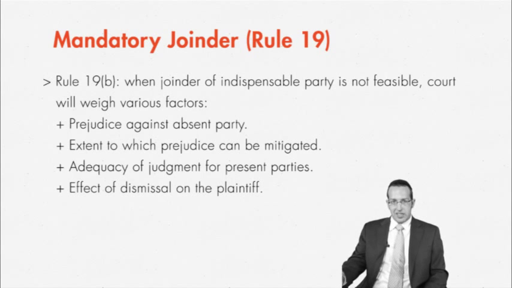If the court can do something to prevent the prejudice from happening, it's not going to dismiss the suit. 3, whether a judgment in the absence of that party will be adequate for the present parties. We want to make sure that those in the lawsuit will be able to get the relief that they want. And if the absent party being absent will prevent that from happening, it's a big problem.